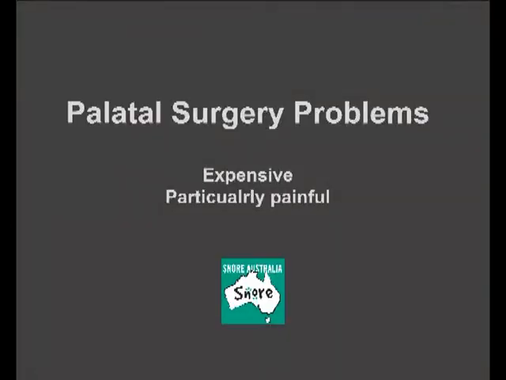Let's talk about surgery now. Surgery was quite popular about 10 years ago, quite a lot less popular now, but it's still used and sometimes there's a place for it. One of the key problems also is that surgery on the soft palate is relatively expensive, and most patients find that it's very painful.